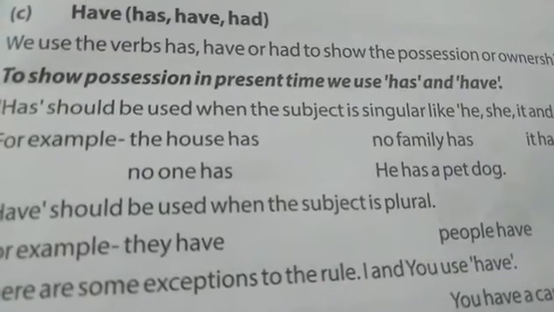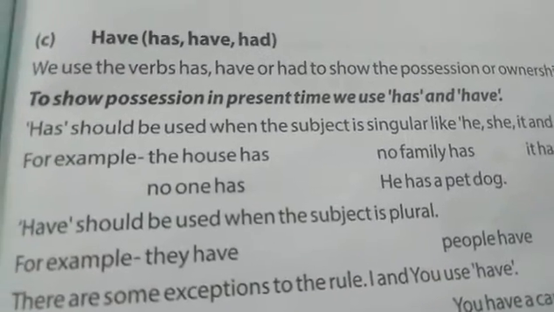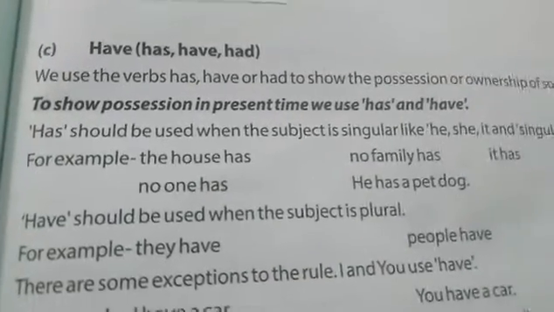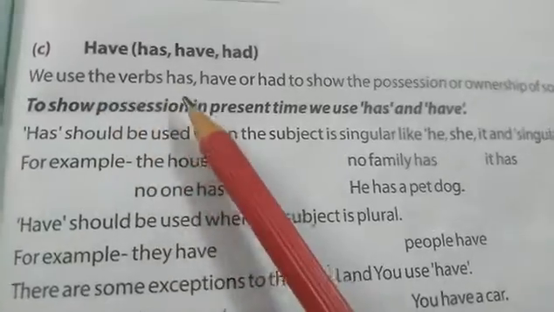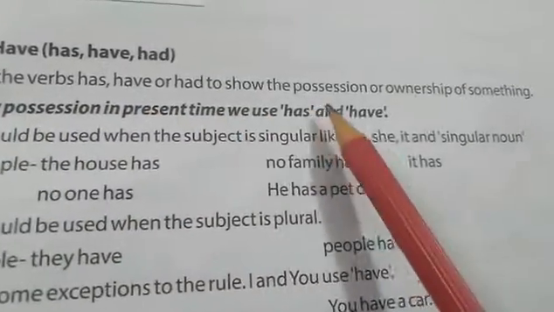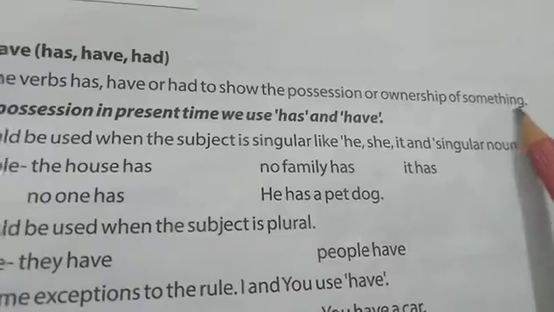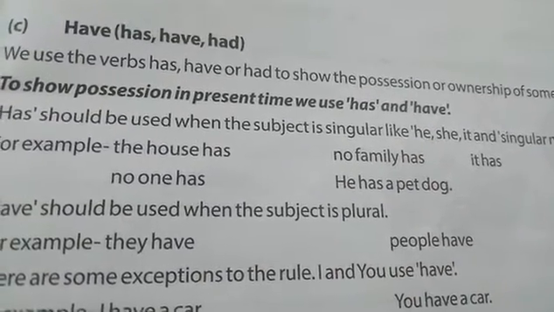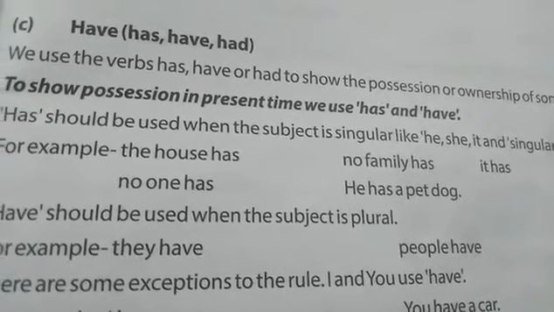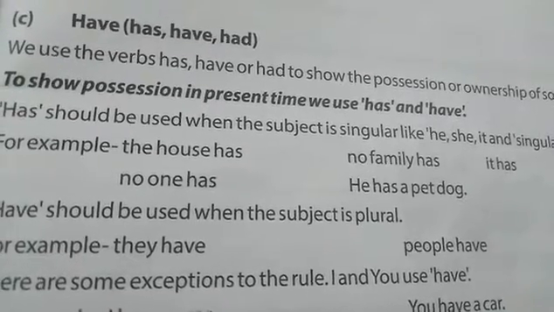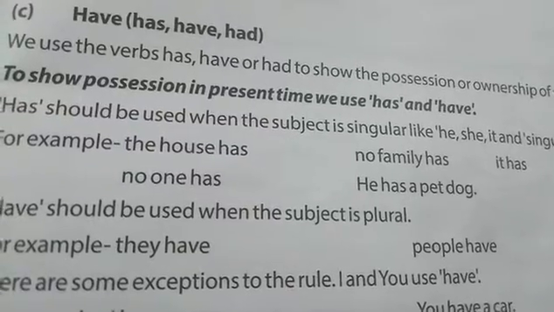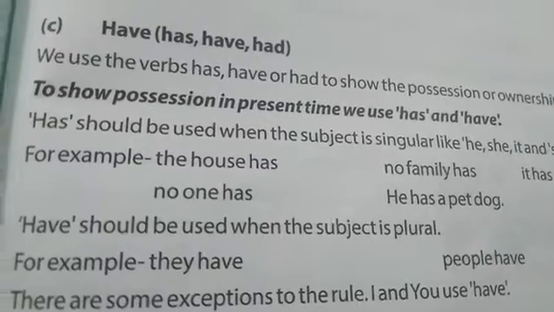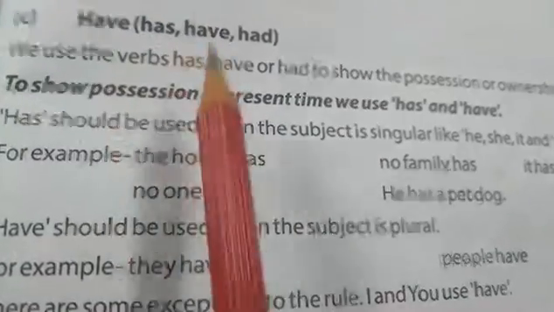Now where do we use have, has and had? All these verbs indicate possession. Here it is written, let's read it. We use the verbs has, have or had to show the possession or ownership of something. It means when we want to show that anything belongs to whom. If we talk about any particular thing, that thing belongs to which person, who is the owner of that thing. So in such cases we use have, has and had.